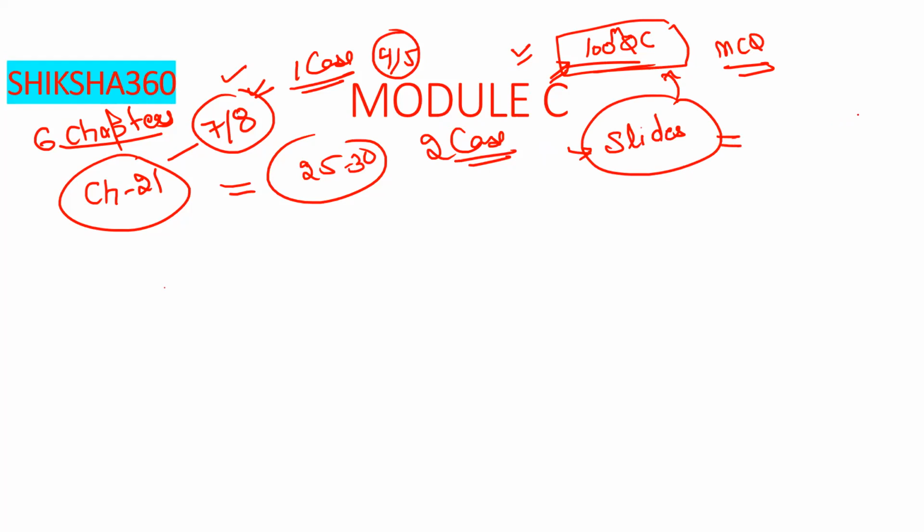So we can score 5 marks from this chapter. As the expectation is 7 to 8 marks, we can secure 5 marks from this. Next one is chapter number 22.